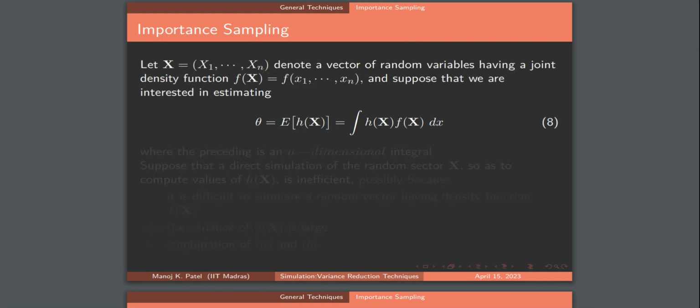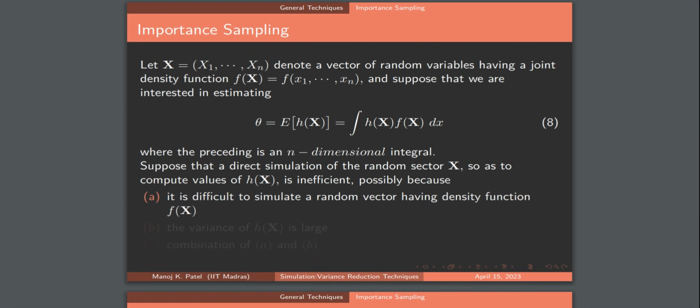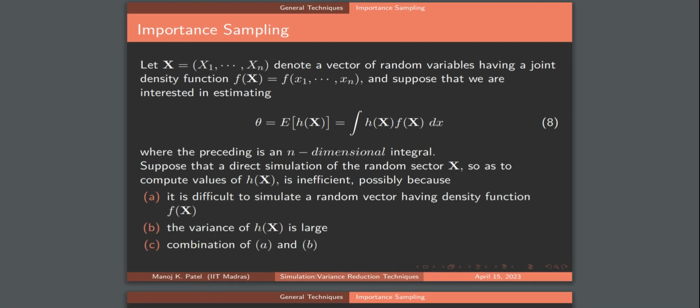Now the fourth one is importance sampling. Let us see the random vector. The random vector X has joint density function f, and suppose that we are interested in estimating theta, the expectation of h(X), where the integral is n-dimensional. Suppose the direct simulation of the random vector X so as to compute the value of h(X) is inefficient, possibly because it is difficult to simulate the random vector having density function f(x), or the variance of h(X) is large.